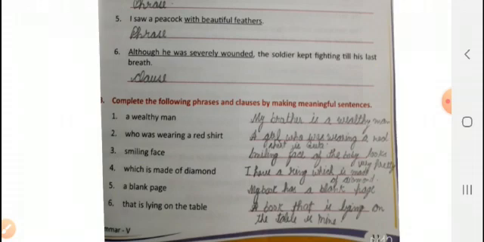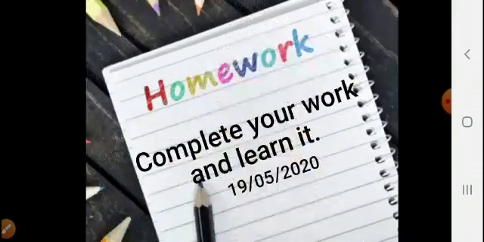That was all the chapter. Very easy chapter it was, dear student. What is that? Phrase and clause. Hope you have understood. And from homework, what you have to do? Complete your work and learn it. Okay, dear students.